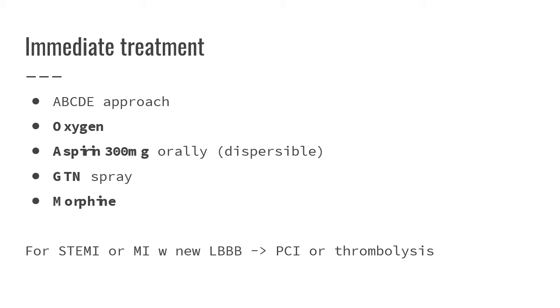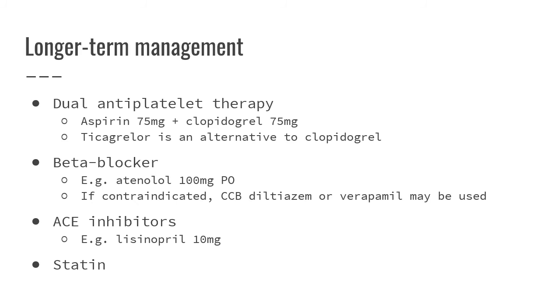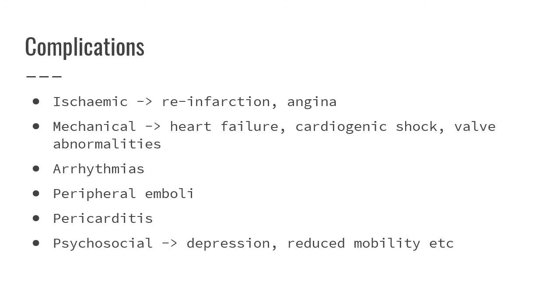For a STEMI or an MI with any new left bundle branch block, it's essential to speak to cardiology or the medical registrar on call to consider PCI or thrombolysis. Longer term management, the patient will be on dual antiplatelets. Typically this is aspirin and clopidogrel, but depending on the trust, it may be a slightly different combination. Beta blockers such as atenolol, and if they're contraindicated, a calcium channel blocker. ACE inhibitors such as lisinopril and a statin.